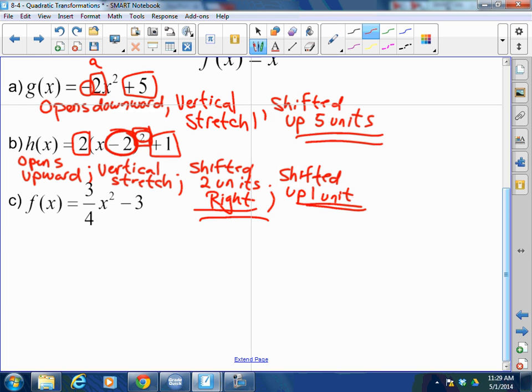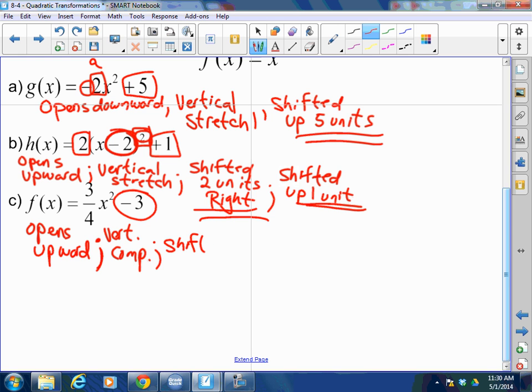Okay, how about here? What does the 3/4 tell you? It opens upward. What else does it tell you? No, it is not a vertical stretch. It's a vertical compression. What does the negative 3 tell you? Shifted 3 units down.